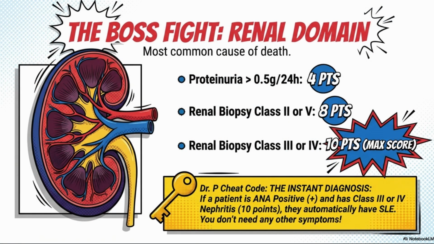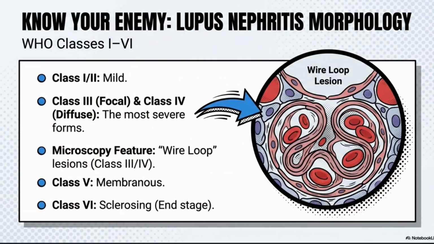But here's the boss fight, the renal domain. This is the most common cause of death. Look at my cheat code here. If a patient is ANA positive and has class 3 or 4 nephritis on biopsy, that is 10 points. Automatic win. You don't need any other symptoms. Diagnosis confirmed. Speaking of the kidney, you need to know the morphology for the lab exam.